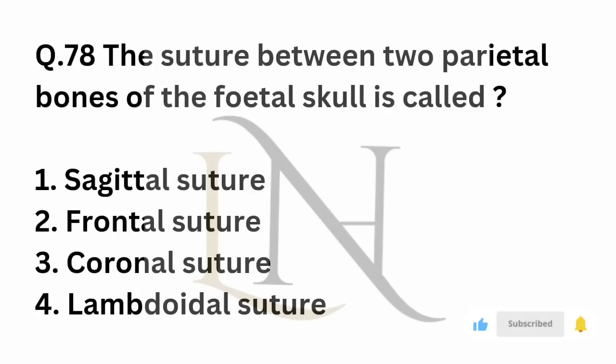The suture between two parietal bones of the fetal skull is called option 1 sagittal suture, option 2 frontal suture, option 3 coronal suture, option 4 lambdoidal suture. Answer is option 1 sagittal suture is between the two parietal bones, coronal suture is between the frontal and parietal bones, and lambdoidal suture is between the occipital and the parietal bones. Move to next MCQ.